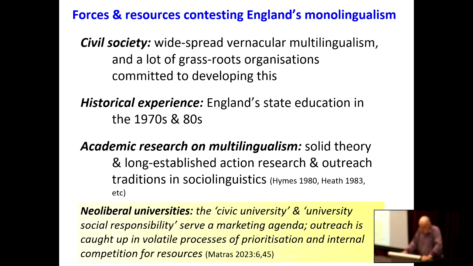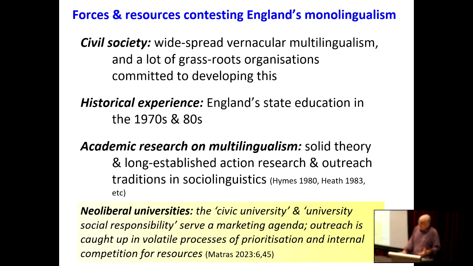In neoliberal universities, the concepts of the civic university and university social responsibility may merely serve a marketing agenda, and outreach programs get caught up in volatile processes of prioritization and internal competition for resources. Alternatively, the academic arguments for multilingualism may be state-centered rather than locally embedded, like Stroud's. The European Union's discourse about plurilingual citizens is very much focused on elite multilingualism involving named standard languages with unified codified norms of correctness embodied in grammars and national literatures.